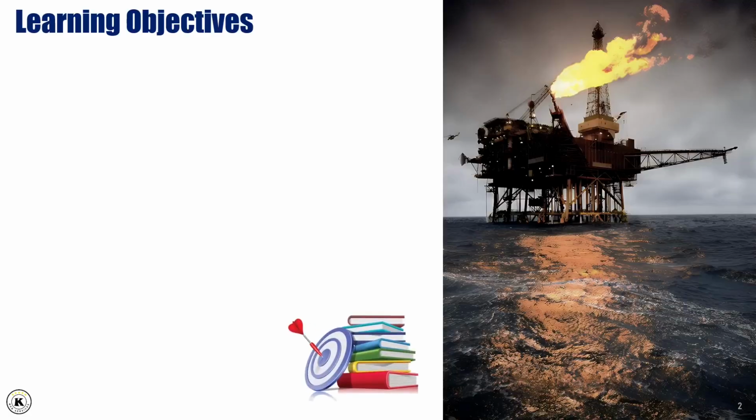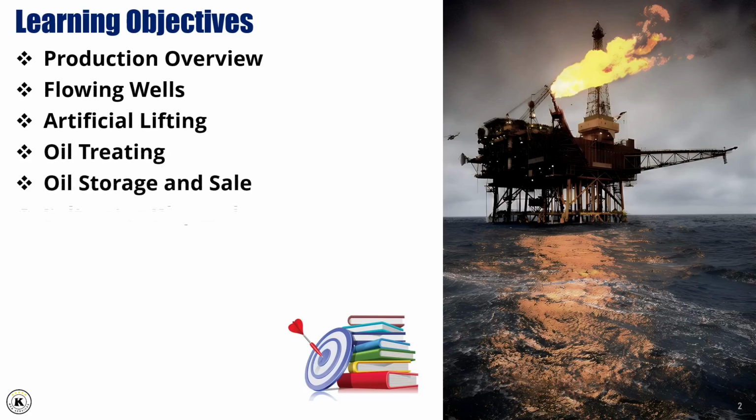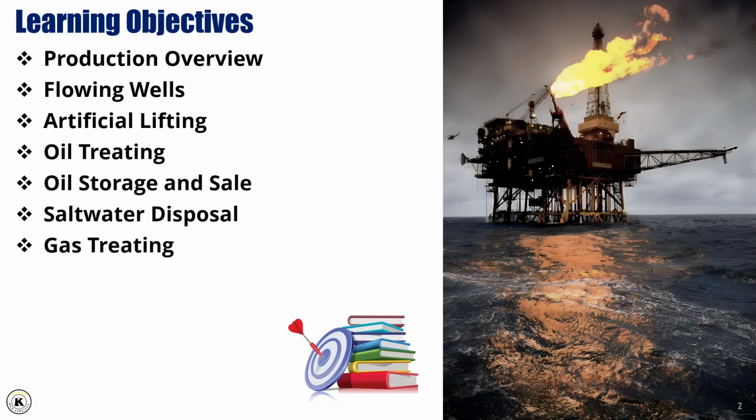Welcome to the Production Engineering Crash Course. By the end of this course, you will have a strong grasp of the key concepts that drive oil and gas production and support safe and efficient operations. Throughout this course, we will explore production overview, flowing wells, artificial lifting, oil treating, oil storage and sale, saltwater disposal, and gas treating, giving you a solid foundation to understand how these systems work together in real field applications.